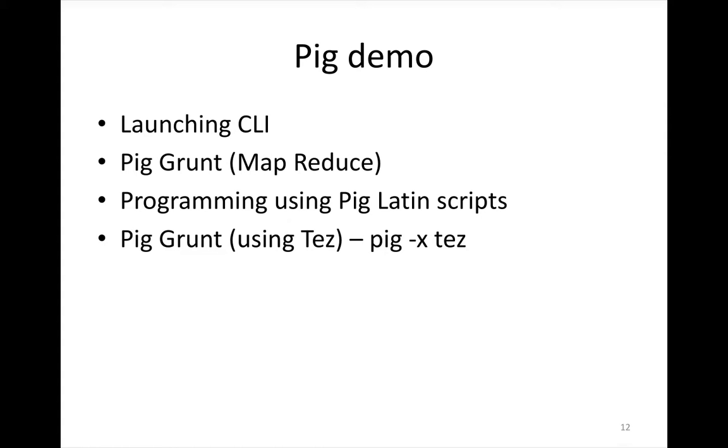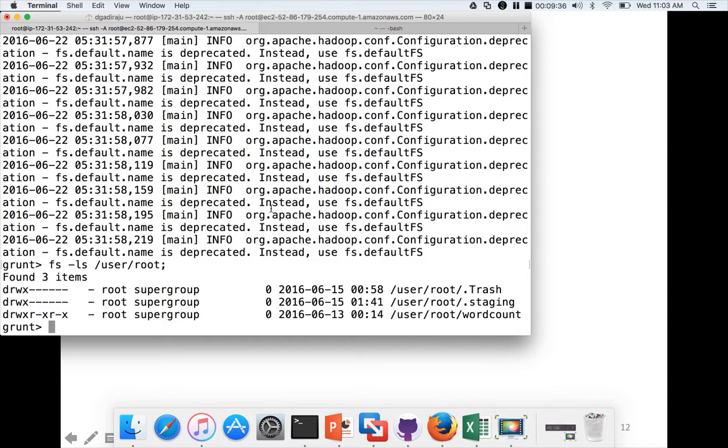Okay, so I will briefly show how to develop simple pig Latin scripts and how to execute them. First we need to launch the pig grunt or pig command line interface by running the pig command, and then we can start developing the code. In this case I will try to get the count of the records from the files. There is a directory called word count, and I just want to get the number of records in that.